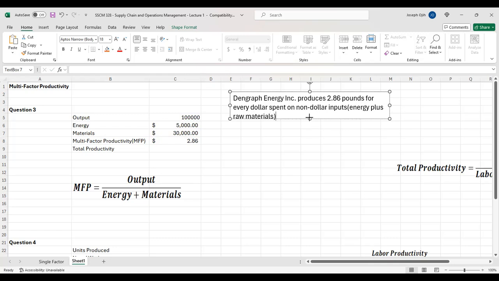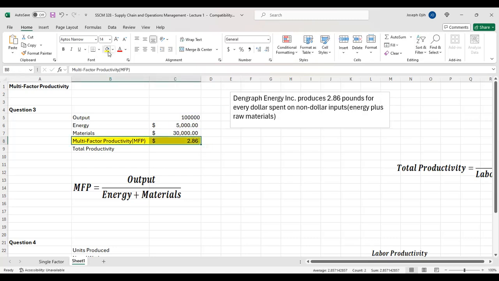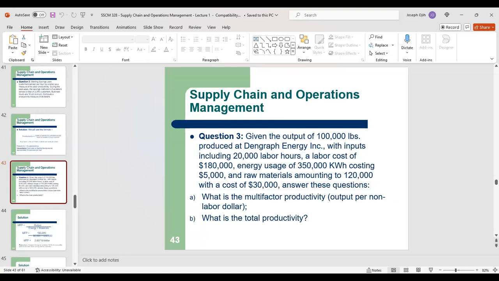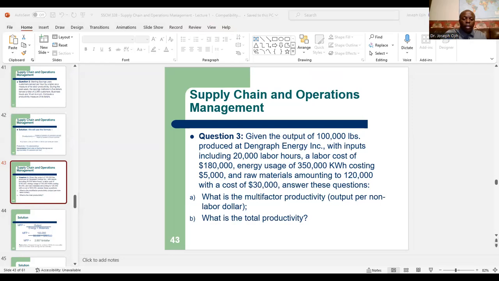Okay. So this is our multi-factor productivity. That's how we can interpret it. Now, the next thing they want us to calculate in that question is the total productivity. In that case, of course, we can do that using this formula here.